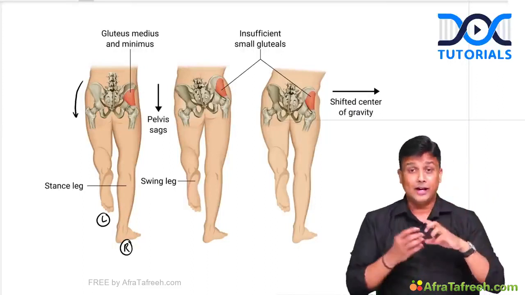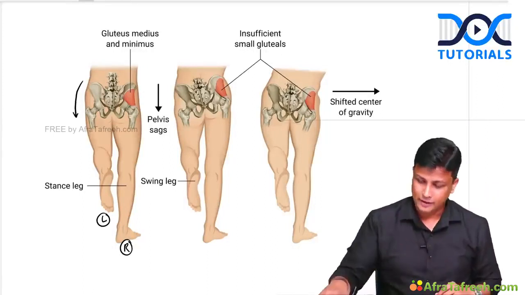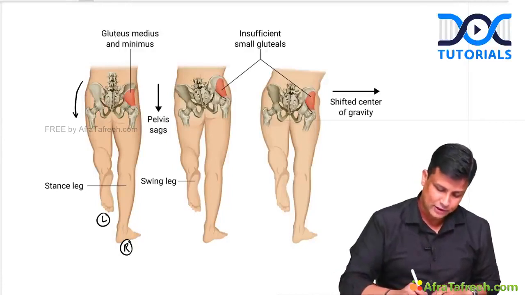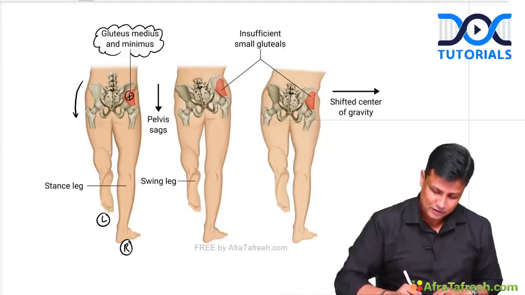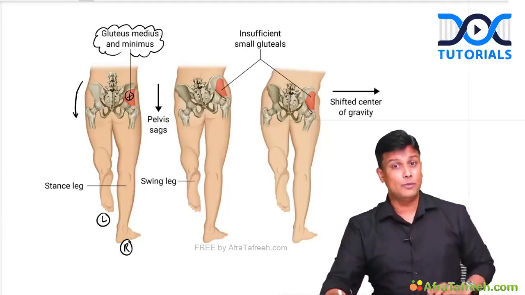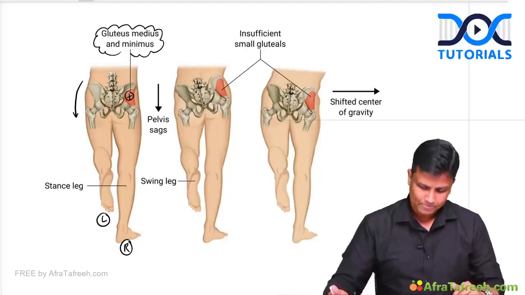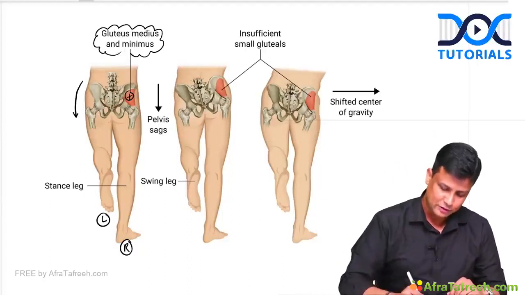But that will be prevented. Are we falling down while walking? No, it will be prevented. How? It is prevented by your gluteus medius and minimus muscle of the opposite side, the contralateral side. The gluteus medius and minimus muscle of the opposite side, the contralateral side. And these two are supplied by the superior gluteal nerve.